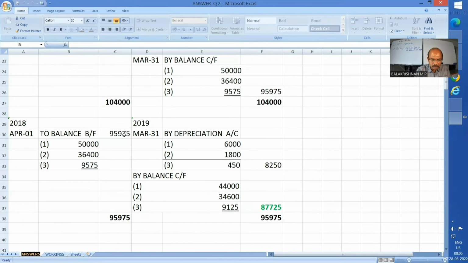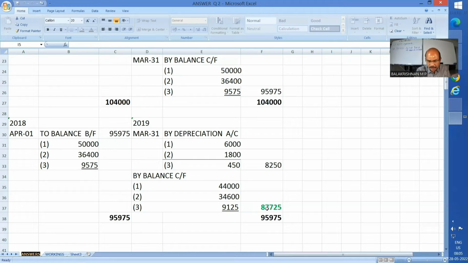Okay, fine. Now, how to balance this ledger? Total the heavier side, put it across, find the difference. I find 87,725. Then show the machine wise breakup: 50,000 minus 6,000, 44,000; 36,400 minus 1,800, 34,600; 9,575 minus 450, 9,125.